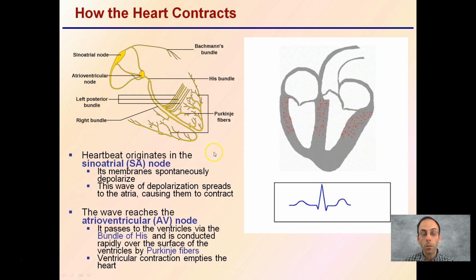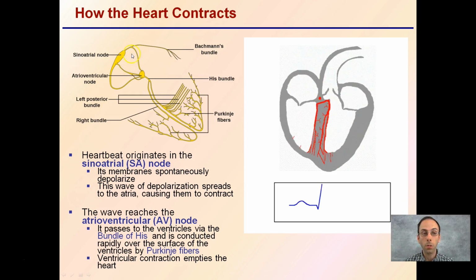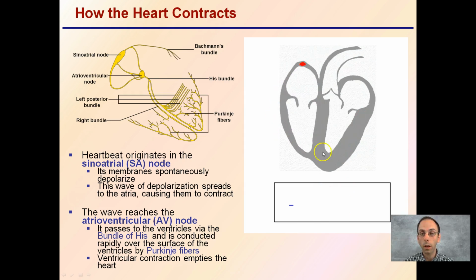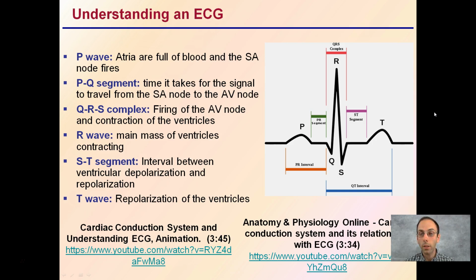This is a diagram of the heart with all the muscle removed, just looking at basically the conductive nerve fibers in the heart. Again, this shows the waves that are occurring simultaneously with the beating of the heart. Now, understanding in an ECG here, the P wave, where the atria are full of blood and the SA node fires, that's what we see here with the P wave. The PQ segment is the time it takes the signal to travel from the SA node to the AV node. There's a little bit of a delay there, and that's important. We don't want the whole heart contracting at the same time.